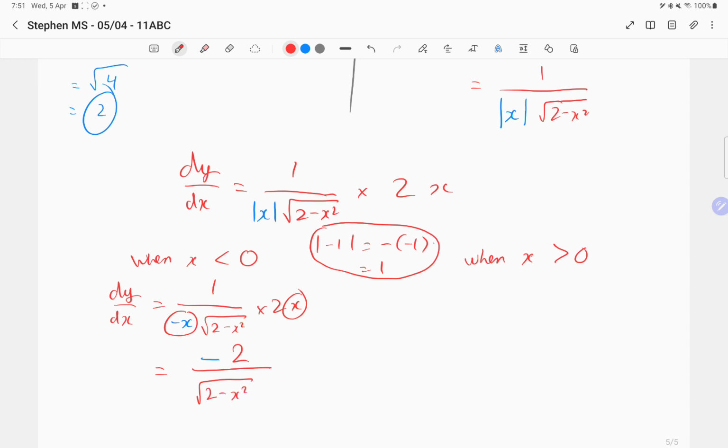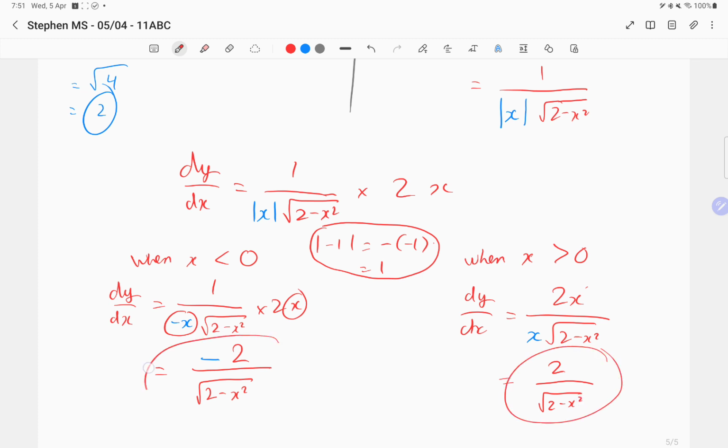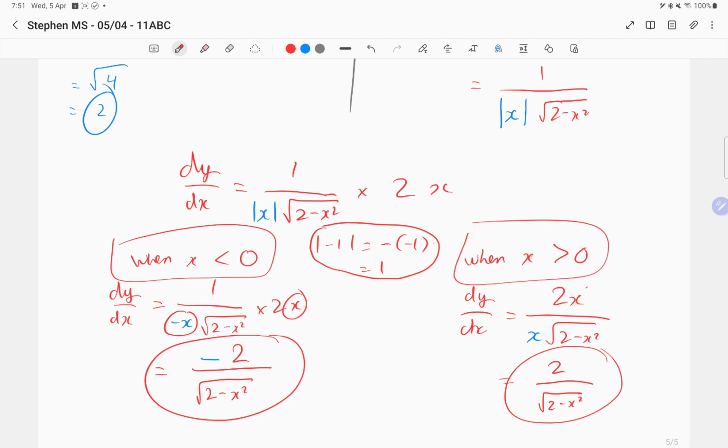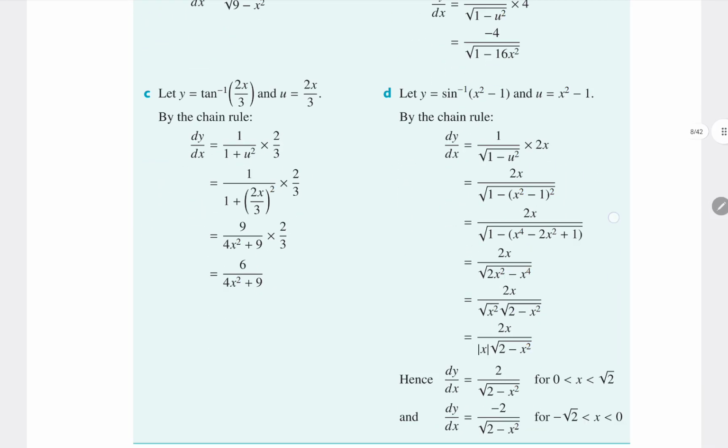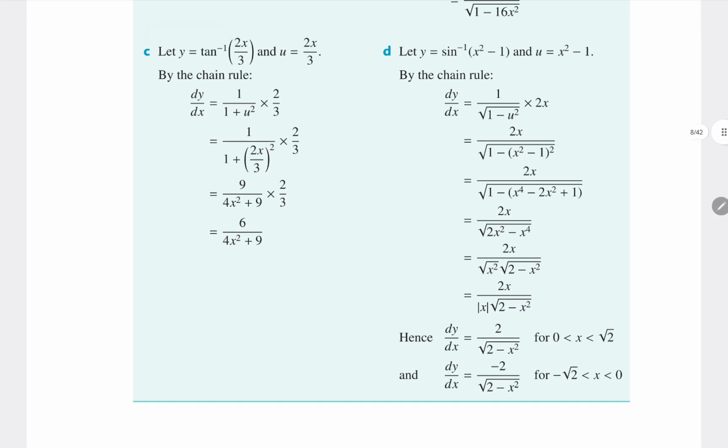And when x is more than 0, well then that's simple, it's just the same thing. Instead of flipping it around, it's just going to be the same. So that'll just be 2x over x and then square root of 2 minus x squared. The 2x cancel out, so it'll just be positive 2 over square root of 2 minus x squared. So there are two answers depending on whether x is less than or more than 0. Bit trippy, right? So that's arguably the hardest example, the longest one in this section. That's why they give you two scenarios.